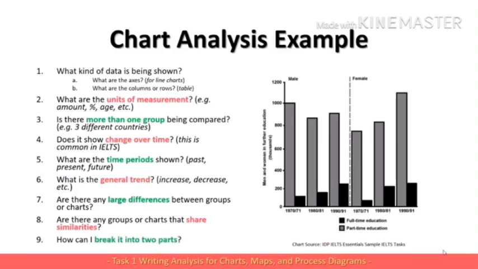And then finally, how can I break it into 2 parts? Well, there are lots of options here. You could do one part about full-time education and one part about part-time education, or you could do one part about males and the other part about females. It's up to you and what you think is easiest to break down for the 2 paragraphs.